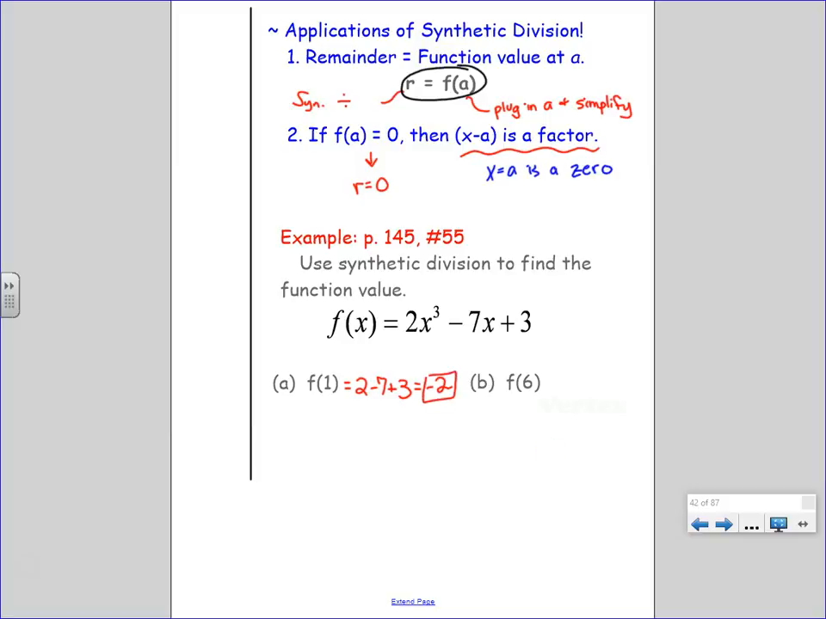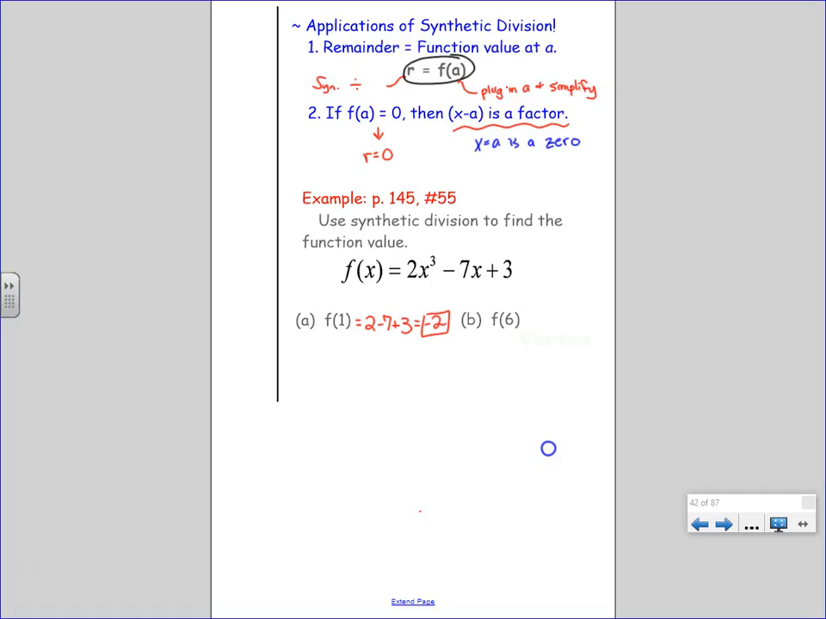But that's not using our application of synthetic division. So hold on, we'll come back to this. We plugged in 1. But let's do synthetic division. Wait, how do we do synthetic division? It just says f of 1, who goes in the box? 1. 1 is my a, so I'm going to plug 1 in my box. I'm going to steal the coefficients, right? So I have 2, I have 0, I have negative 7, and I have 3.